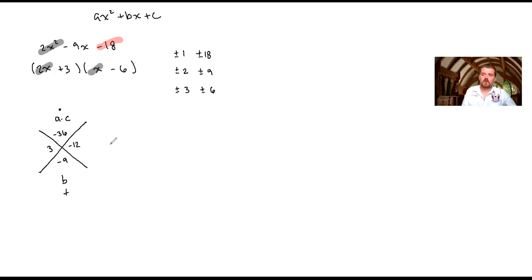Now, when we were doing a leading coefficient of 1, it was just x plus 3 times x minus 12 and we were done. But that's not what we got up here, right? So we're missing something. Well, what you have to do is take these values and divide them by your leading coefficient. And this is what that's going to look like.